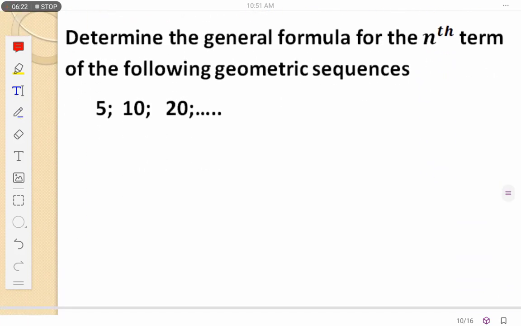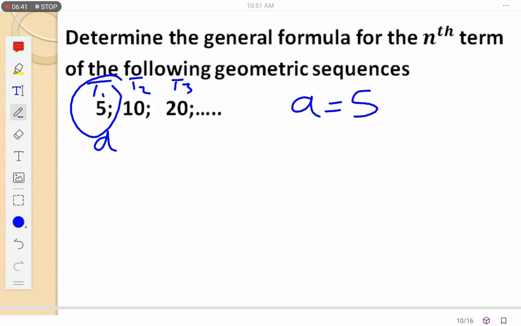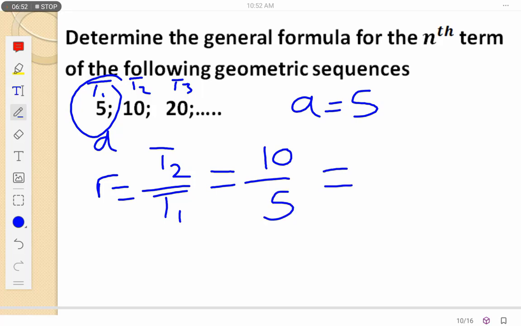This other question is saying determine the general formula for the nth term of the following geometric sequence. So for this one, we say this is T1, T2, T3, and T1 is our A. So we now know our A is equal to 5. Let's find our R. R is equal to T2 over T1. And this becomes 10 over 5. We get a common ratio of 2.